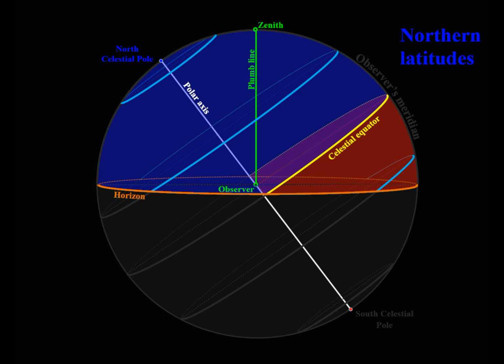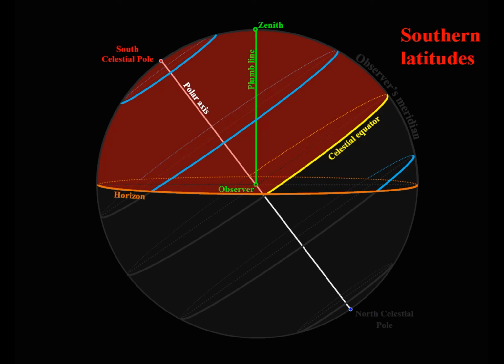At southern latitudes, most of the southern sky and some of the northern sky are available for observation. Stars close enough to the south celestial pole do not set below the horizon at a particular latitude. Stars close enough to the north celestial pole never rise above the horizon at a particular latitude.